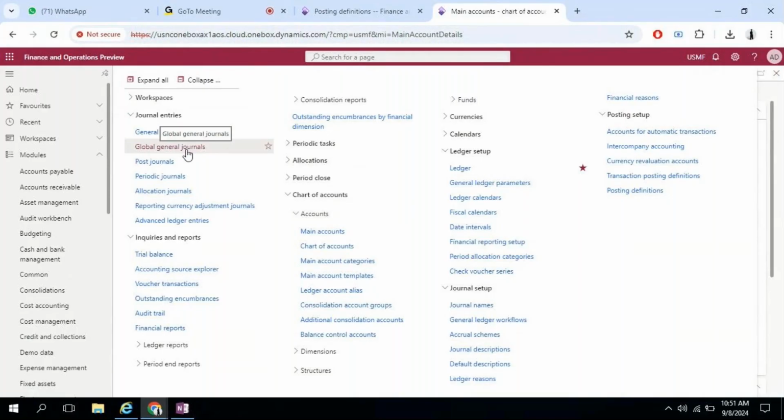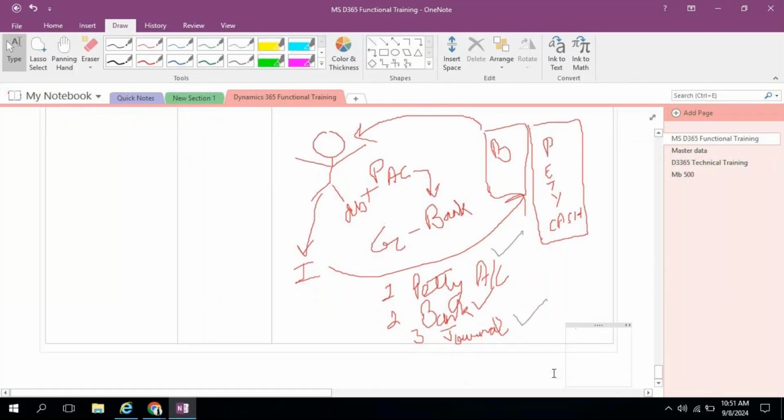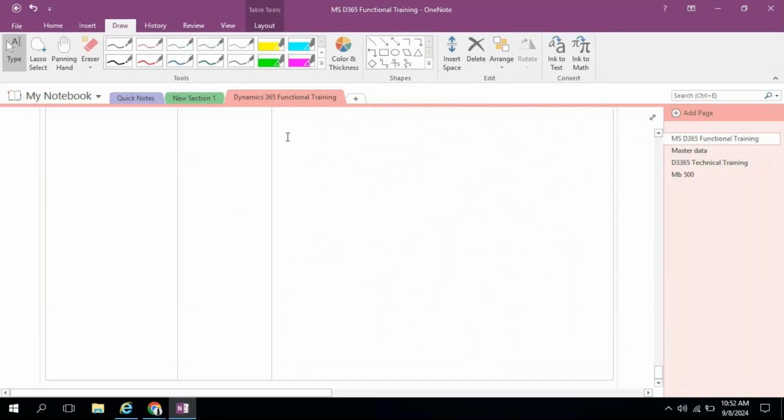For the global journals, you need to understand a concept called intercompany accounting. Let's introduce the concept of intercompany accounting as well. So, what is intercompany accounting?